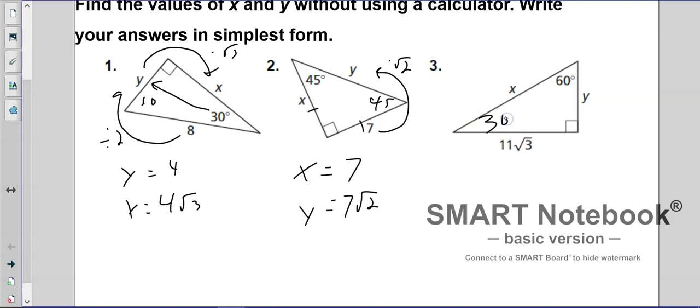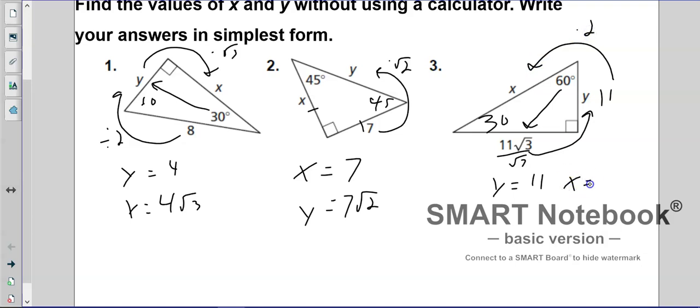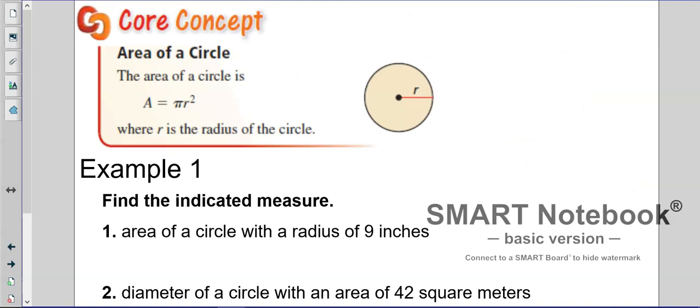Here we have a 30, 60, 90 again. Notice this time we have the medium side. We always want to go to the short side. We're going to divide by radical 3, which simply gives us 11. So y is 11. And then going to the hypotenuse, we simply multiply by 2. So x is 22. Just a little review.